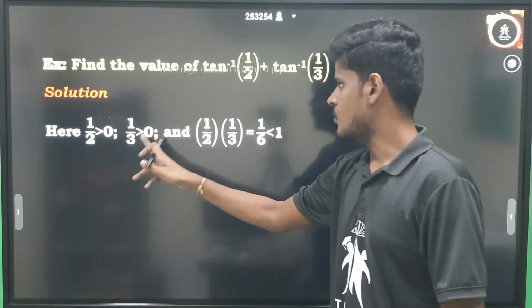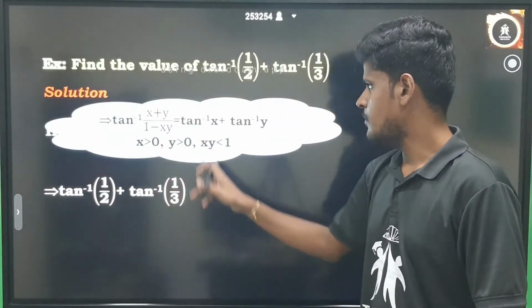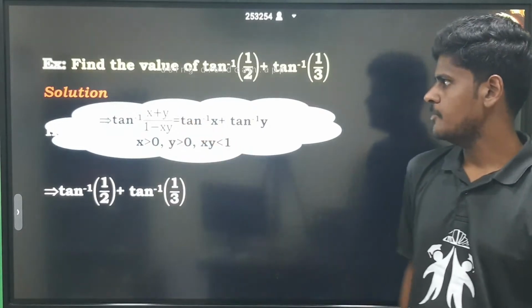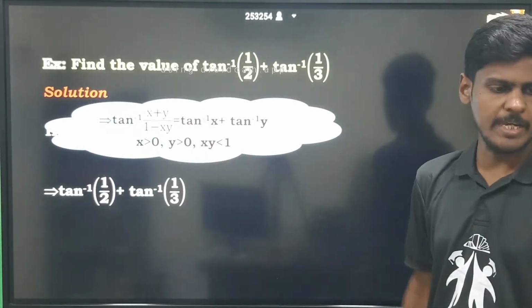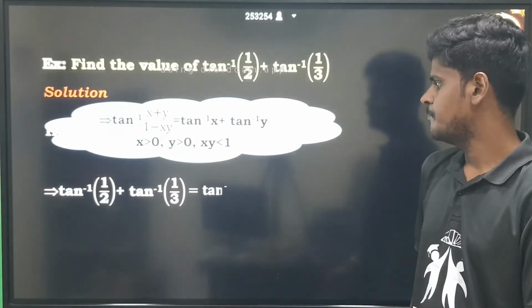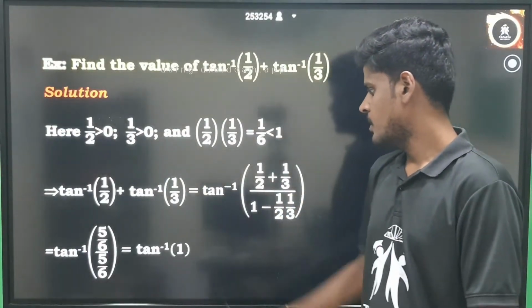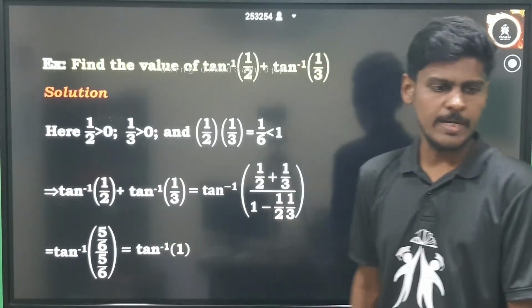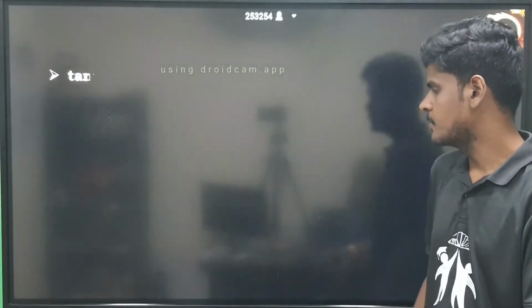So both x and y are greater than 0 and xy is less than 1. So the formula to be used, tan inverse of x plus tan inverse y is equal to tan inverse of x plus y by 1 minus xy. Now this is equal to tan inverse 1, which is nothing but tan 45 is 1. So tan inverse 1 is pi by 4.